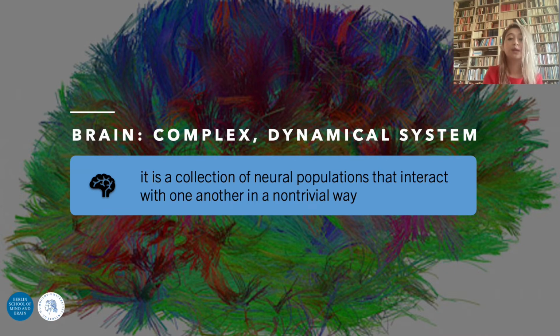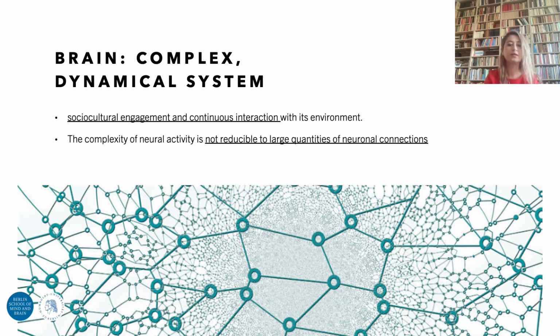The brain, seen as a complex dynamical system, is then a collection of neural populations that interact with one another in a non-trivial way, such that the collective behavior of the system is different or does not immediately follow from the aggregation of the behavior of the parts. Seen this way, cognitive life is understood as a social cultural engagement of the physiological organism that is situated in the environment in a continuous interaction with the environment.